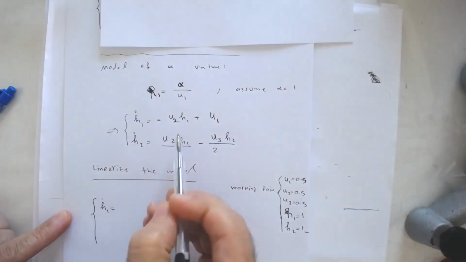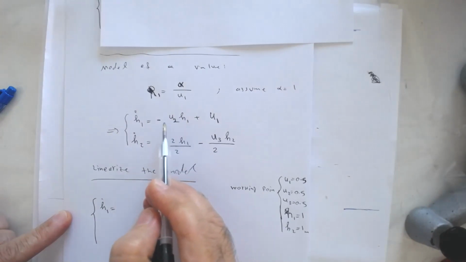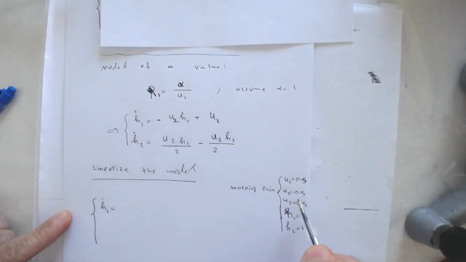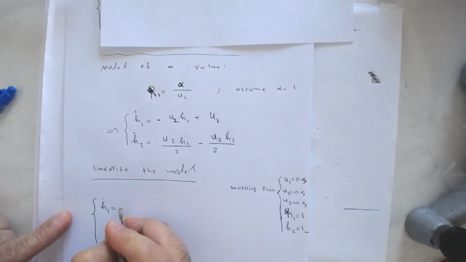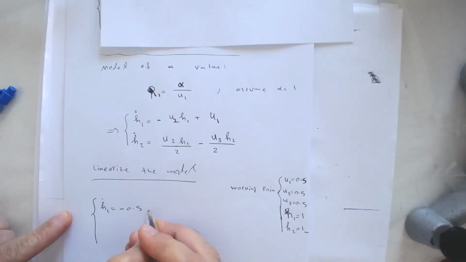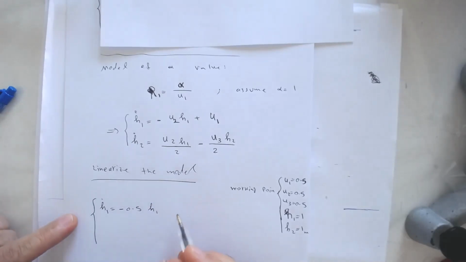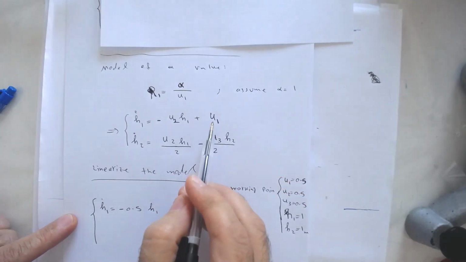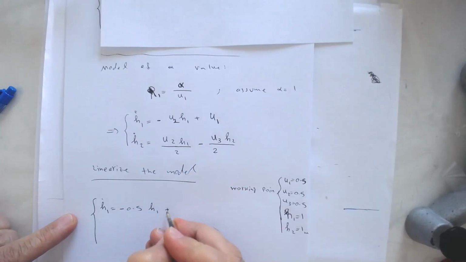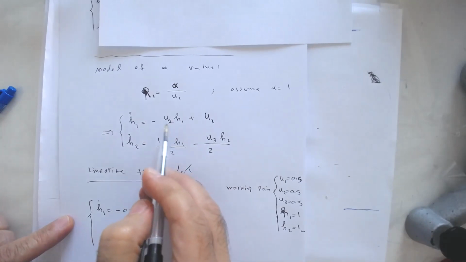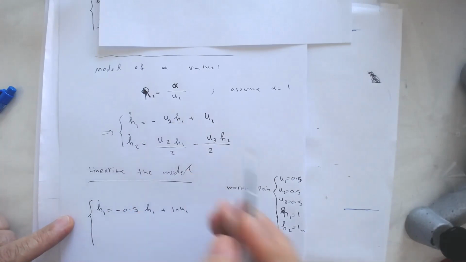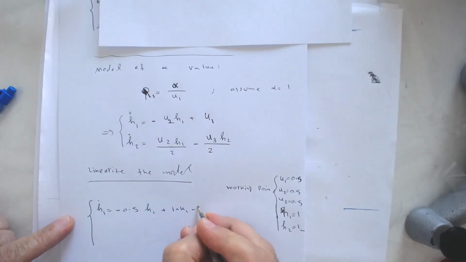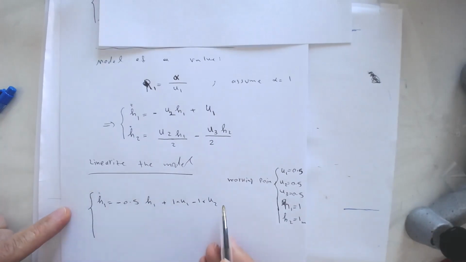So H1 dot. The derivative with respect to H1 is minus U2, and U2 is 0.5, so it would be minus 0.5 H1. The derivative with respect to H2, there is no H2, so nothing here. The derivative with respect to U1 is 1, so plus 1 multiplied by U1. The derivative with respect to U2 is H1, and H1 is 1, therefore it would be minus 1 multiplied by U2. Okay, this is what we have for the first equation.